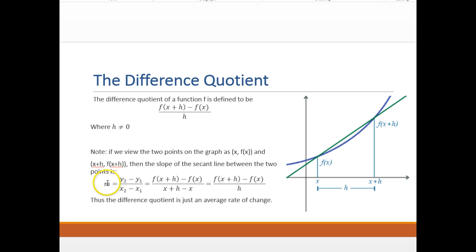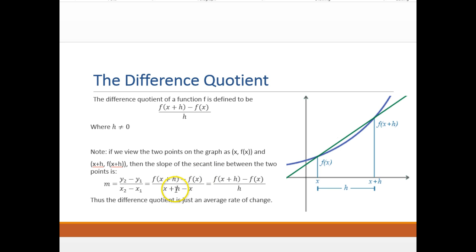If I were to do my slope calculation, or my average rate of change calculation, we'd have y2 minus y1 over x2 minus x1. Well, y2 in this case, instead of x2, I had x plus h. So instead of y2, I'm going to have f of x plus h. So that's where my f of x plus h comes from. Instead of x1, I had x. Instead of y1, I had f of x. There is my y1 there.